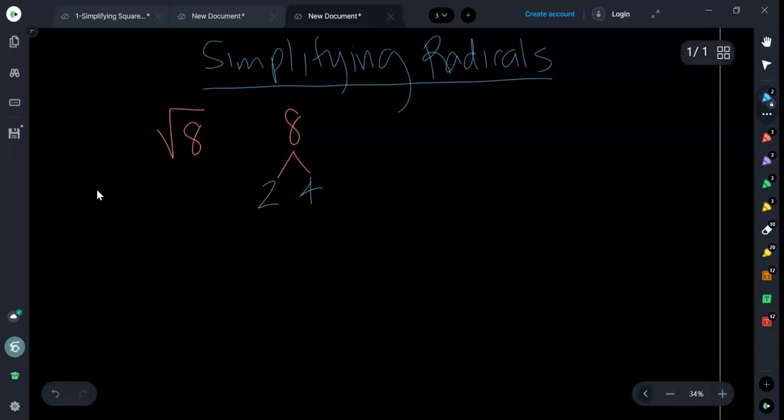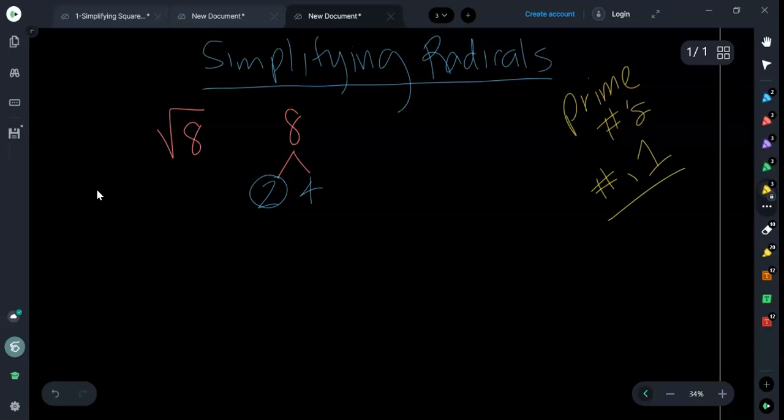So 8 can be broken down into 2 times 4. 2 is a prime number. And remember, when we talk about prime numbers, prime numbers are numbers that only have the number itself and 1 as factors. So 2 is prime. The only factors of 2 are 2 and 1. 2 is prime. We're done. 4 is not prime. We can keep going. 4 can be factored into 2 times 2.